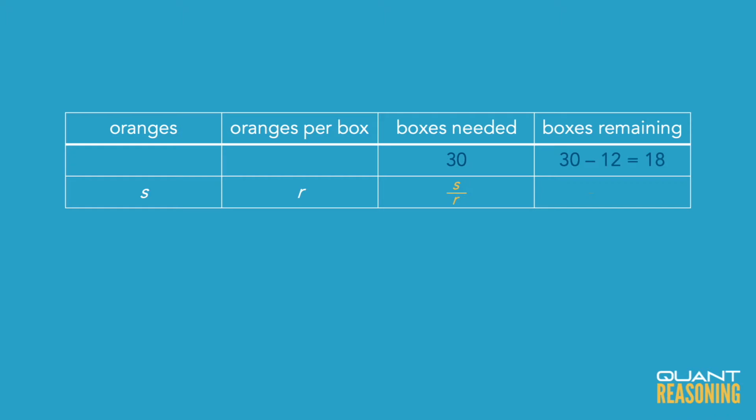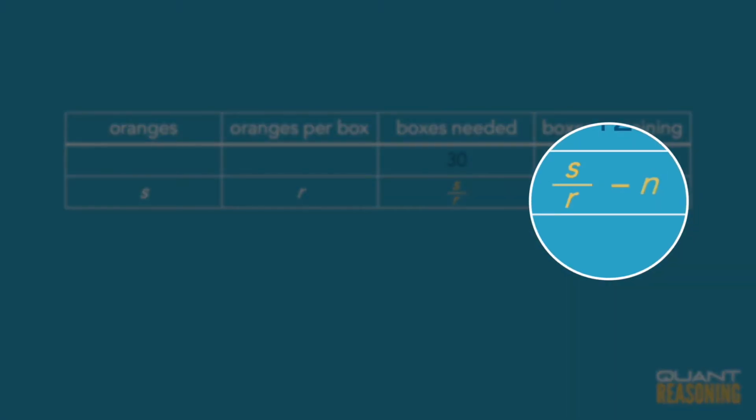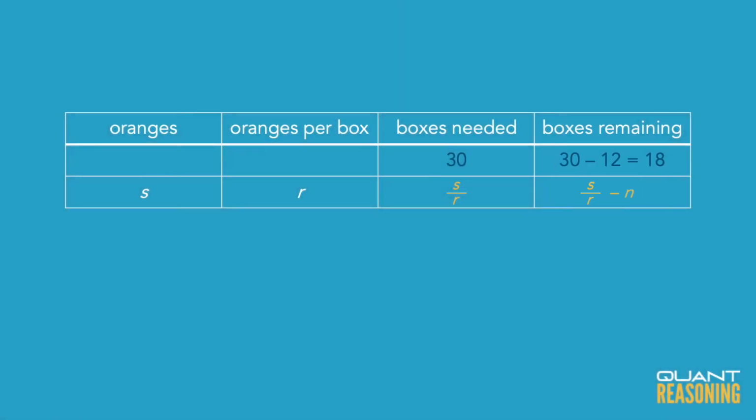18. How did I get 18? I subtracted 12 from 30. Apply that back to the letters and you get the correct answer, which is S over R minus N.